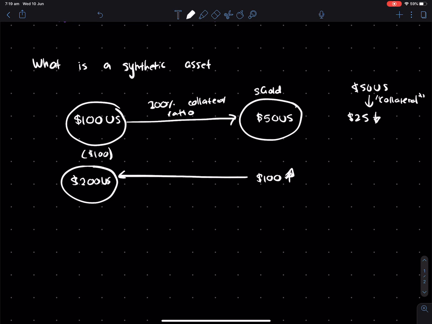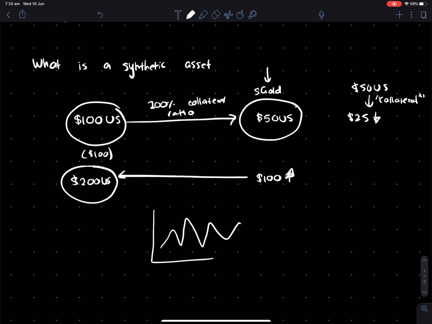But the interesting thing to observe is that this isn't actually a real gold bar. This is purely just the representation of the price of gold. It's not actually gold. And that's the whole idea around synthetic assets, that you get to essentially trade on the price action of something without actually owning the thing itself.